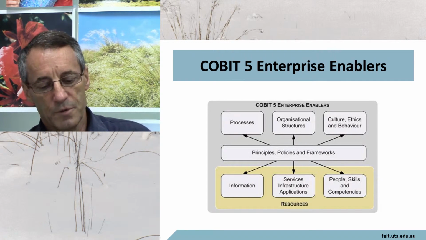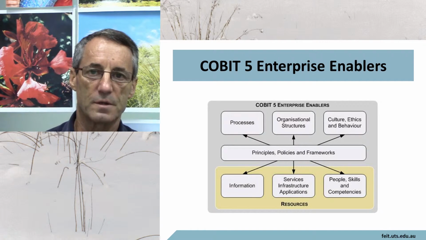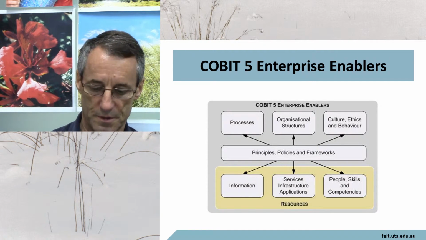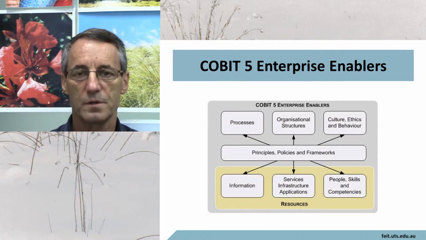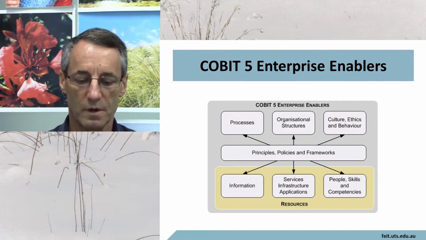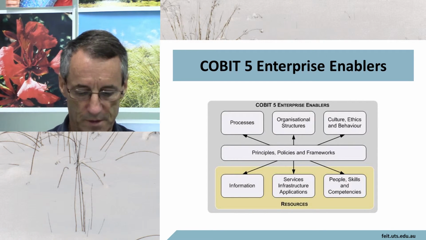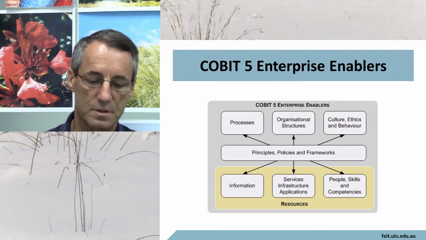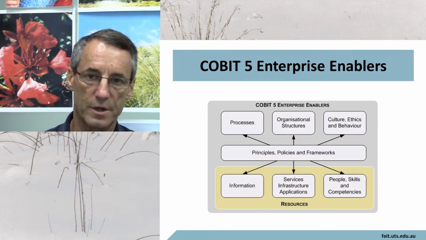Now, in that diagram you can see the COBIT 5 enterprise enablers. In the center stripe there you see the organization principles, policies and frameworks. So this is at the highest level. What are the policies that guide the organization? What are the principles or overall goals that drive the organization? And what are the frameworks that are put in place at the highest level? Then if you go from the top clockwise, you have processes, organization structures, culture, ethics and behavior, people skills and competencies, services, infrastructure, applications and information.